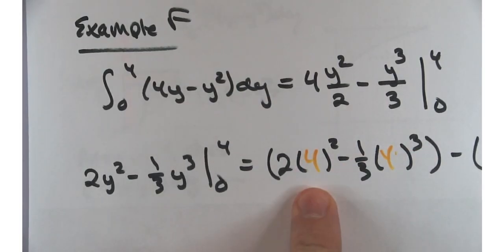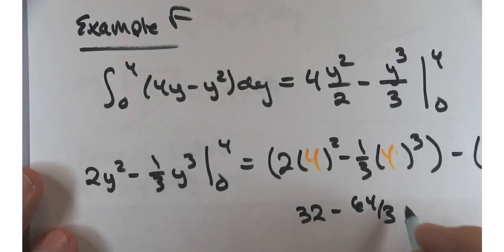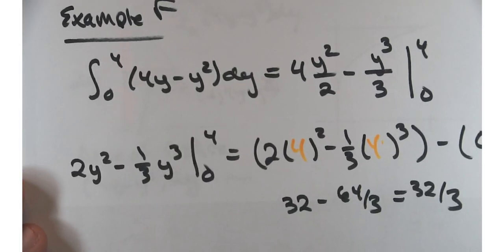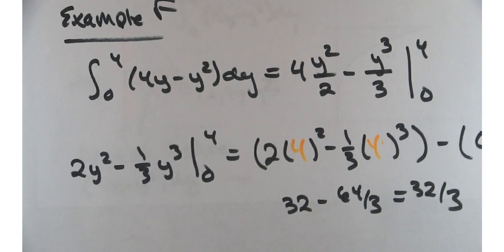So it's going to be 32 minus 64 over 3, which I think is going to be 32 over 3. Usually Katie checks me on those things. Yes. Good deal. Thank you. Nice.